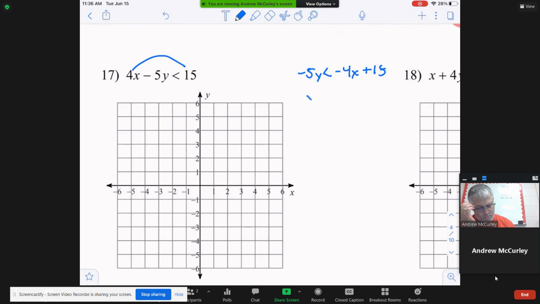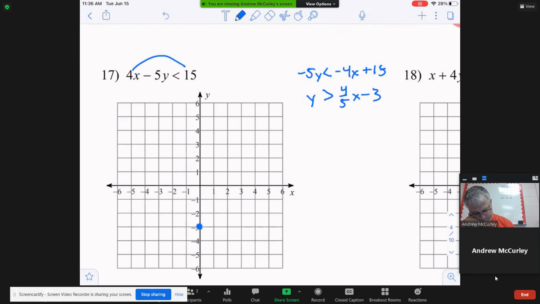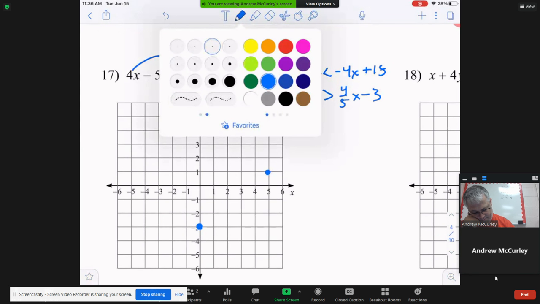Divide by -5, so y is greater than. We had to switch the sign because we divided by a negative. We divided by -5. So that's going to be 4/5 x minus 3. So that means we start at the -3. Okay. Up 4 over 5. It is going to be a dashed line. So we'll do that.